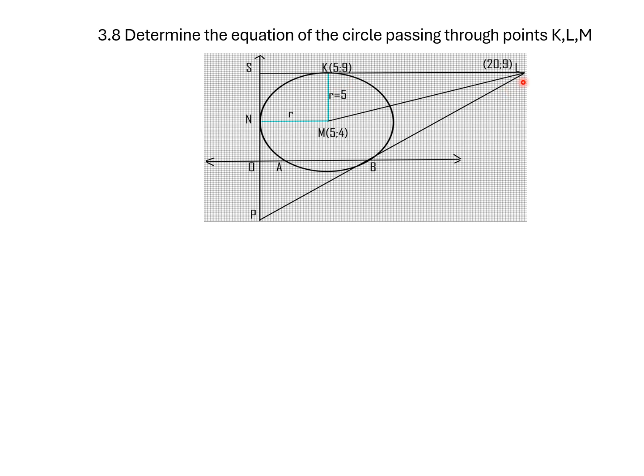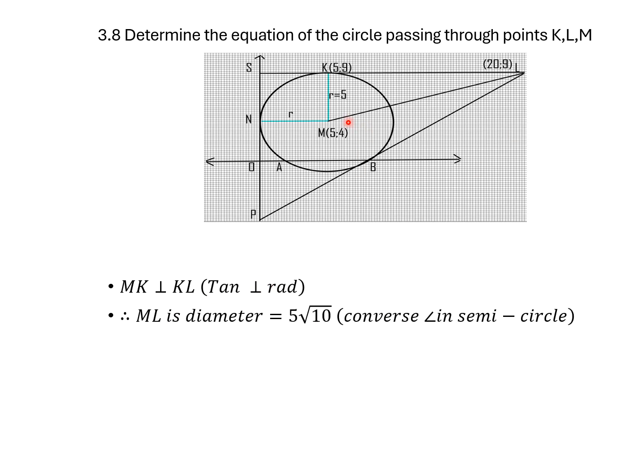If this is a diameter, then I can find half of the diameter to get the radius, and from there I can also get the midpoint. And from there, get the equation of this new circle. So that is what they are asking. Right, so MK is perpendicular to KL, tangent perpendicular to radius. So that automatically means ML is a diameter, which is 5 square root 10, which we got from there. And it's the converse, basically, angle in a semicircle. So an angle in a semicircle subtends a 90-degree angle.